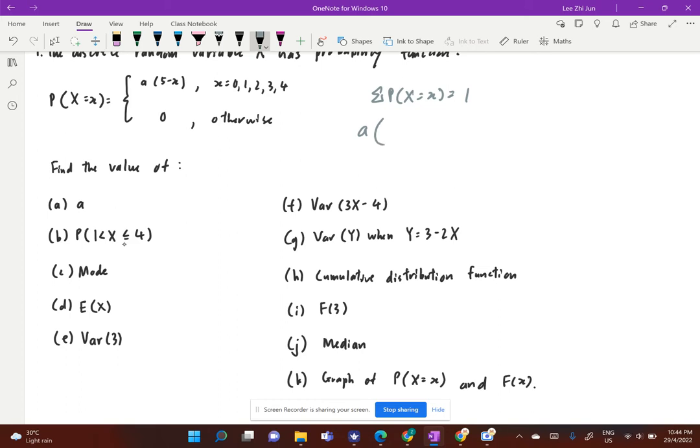You can just substitute: 5 minus 0, 5; 5 minus 1, 4; 5 minus 2, 3; 5 minus 3, 2; 5 minus 4, 1. So it equals 1. So 5 plus 4 plus 3 plus 2 plus 1 equals 15. 15a equals 1, so a equals 1 over 15.